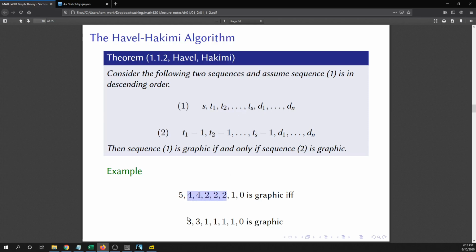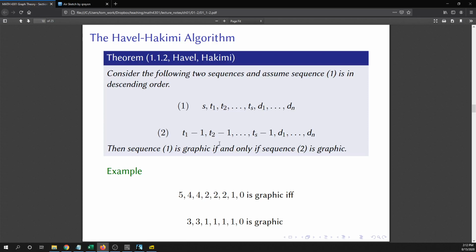So this 4 would become a 3, this 4 would become a 3, this 2 would become a 1, this 2 would become a 1, and this 2 would become a 1, okay? And then the D sub i's are just left, right? You don't do anything with them. All right, so you can see I start with this sequence. If I apply that operation, it results in a shorter sequence with smaller numbers, okay? So that's part of what it says. And so it's easier to tell if this sequence is graphic than this one.